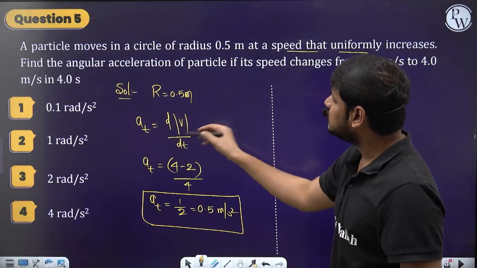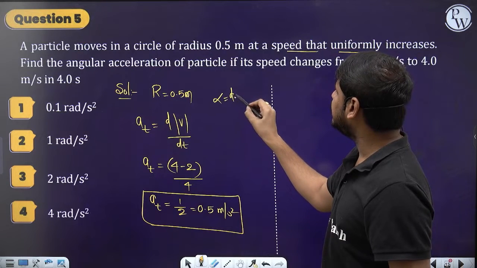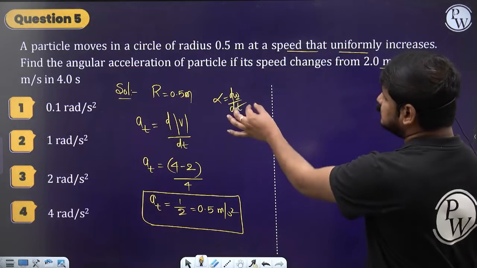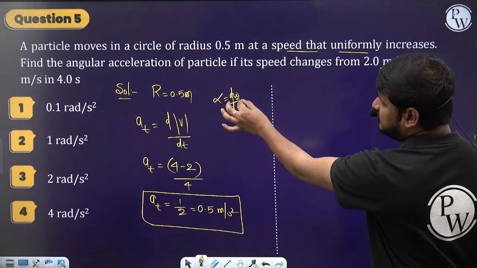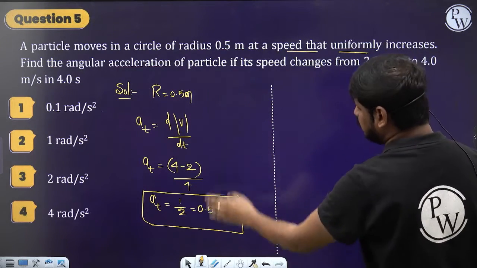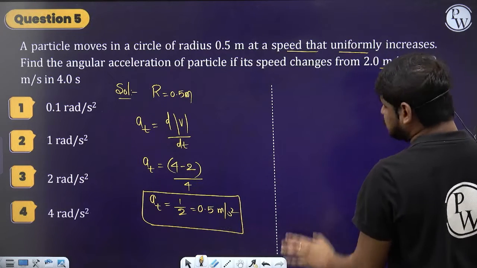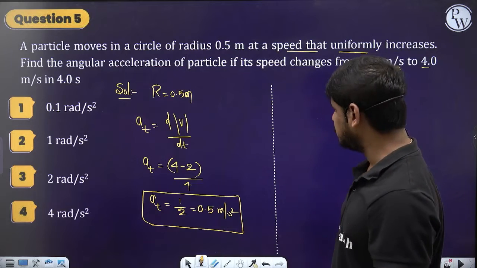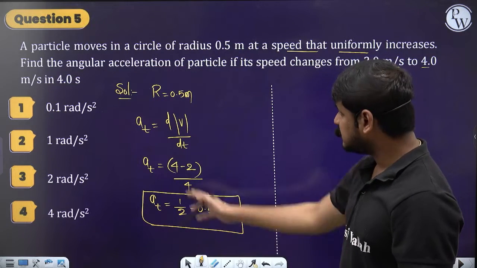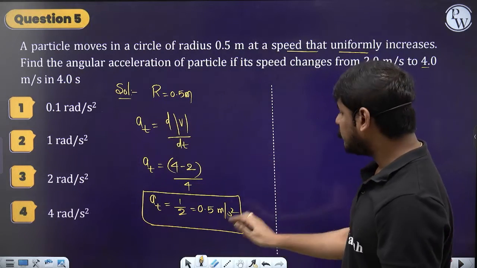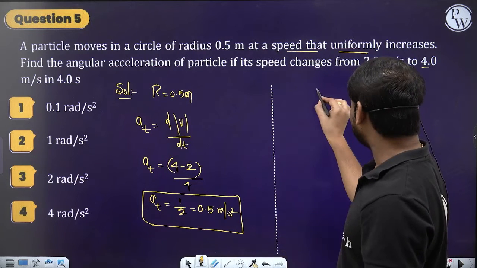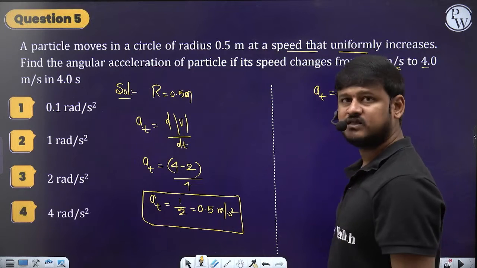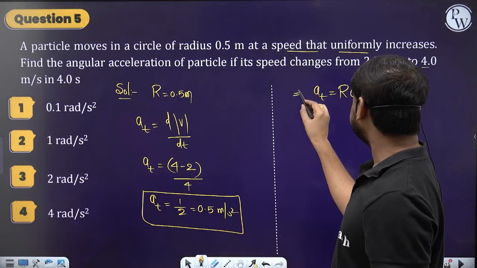So obviously you can't go for d omega by dt directly, because omega should be given as a function. If it is given as a function, then you can go for that, but here it's not given, right? Here velocity is changing from 2 meter per second to 4 meter per second in 4 seconds, right? So therefore I'm using the formula for tangential acceleration. Now I got the tangential acceleration, and we know that the tangential acceleration at is equal to r alpha.